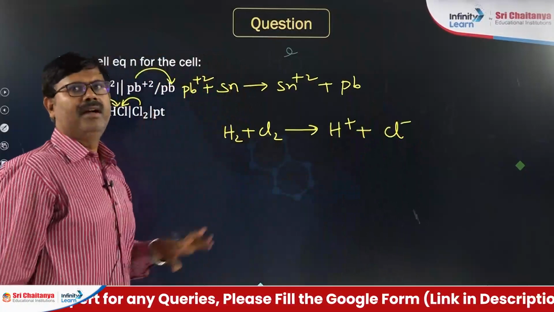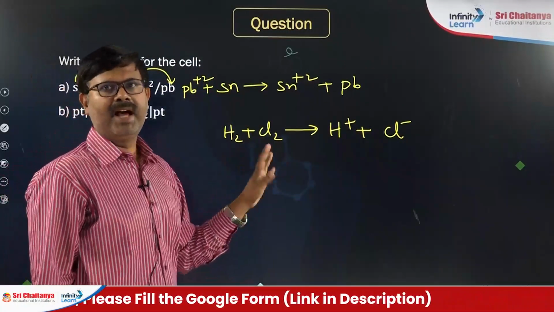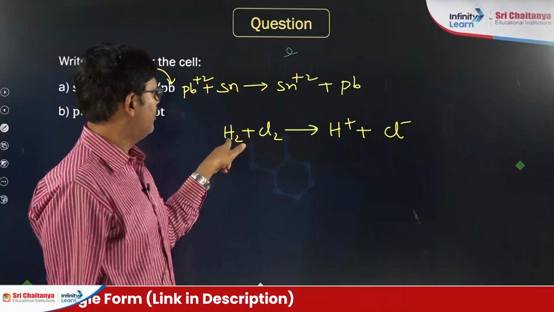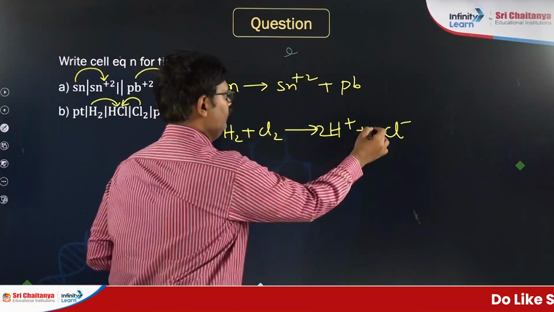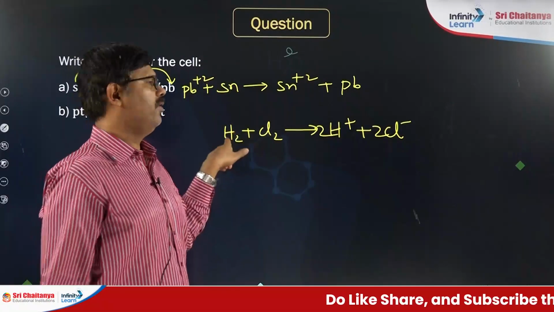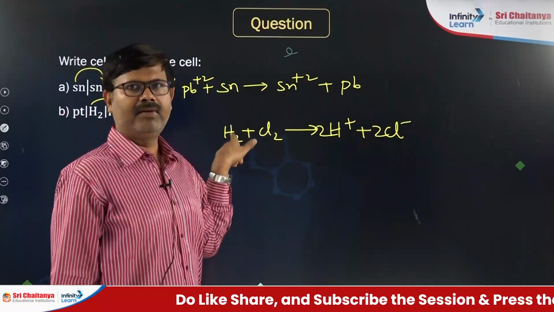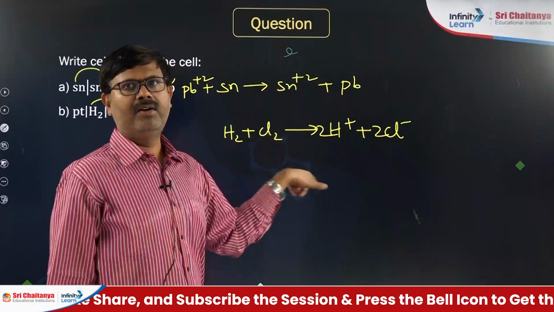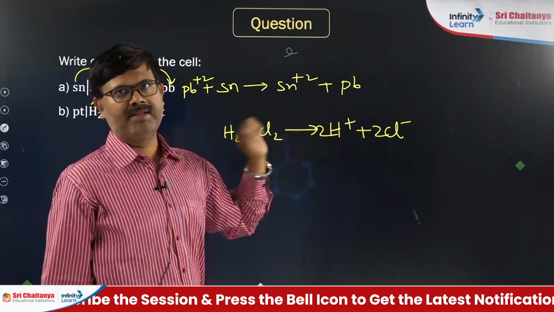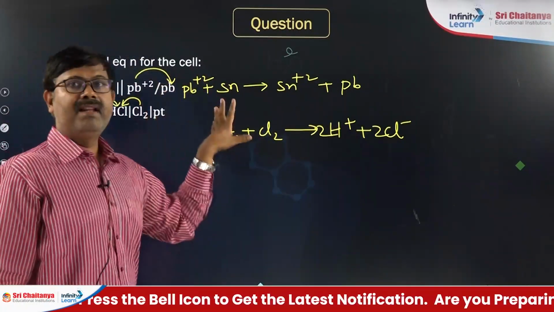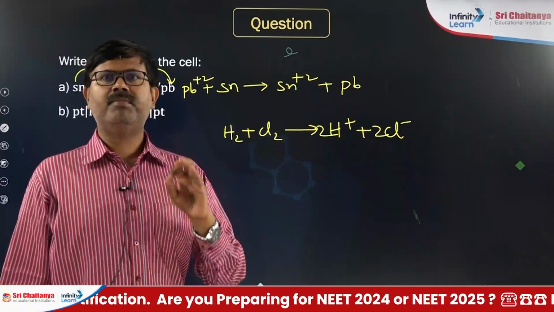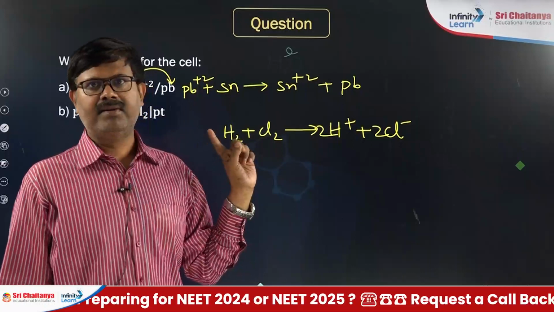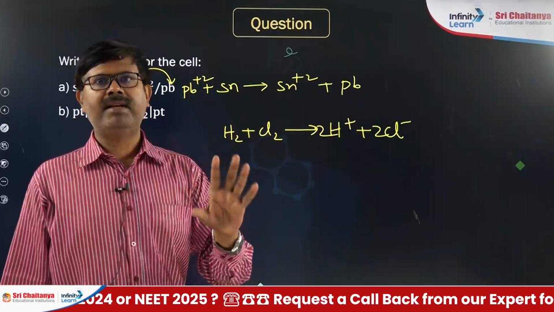That's it. And after that, take care of the balancing. First balance the atoms. 2 hydrogens, so I'll put 2 here. 2 chlorines, 2. So for hydrogen the electrons involved are 2, and for the halogen also 2 electrons. It is the balanced equation. This is how you have to write the balanced equation. And remember, whenever you are applying the Nernst equation, you must balance the equation like this first. Without balancing, never apply the Nernst equation.